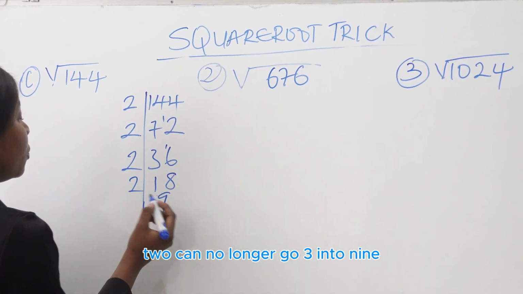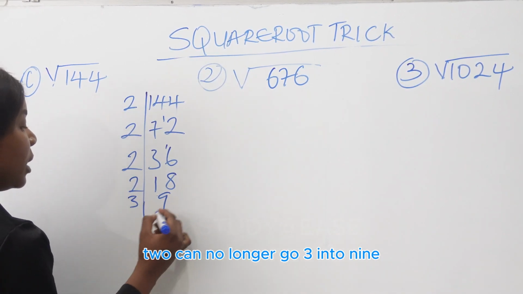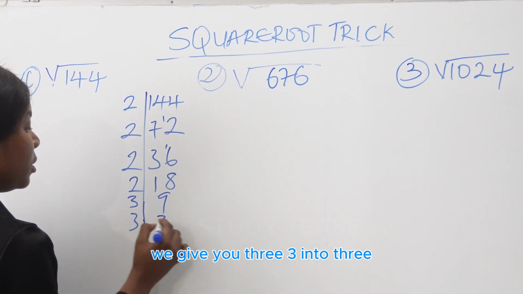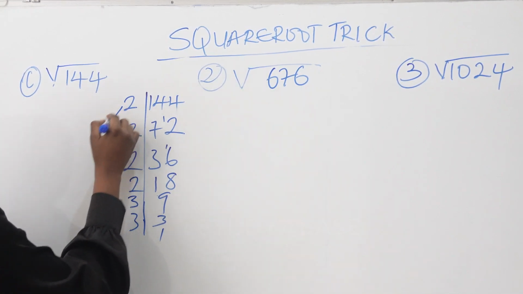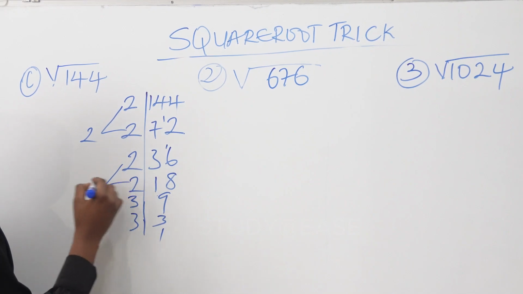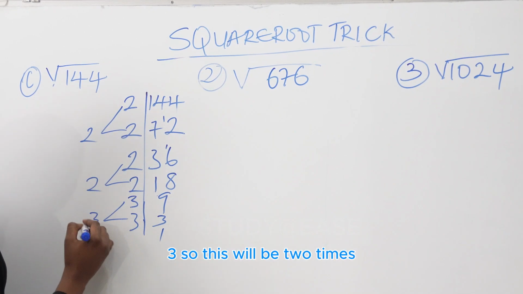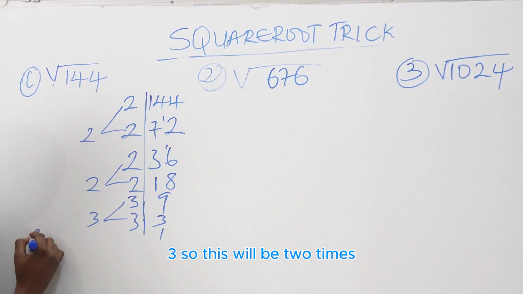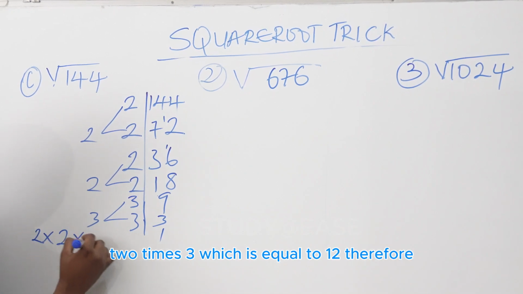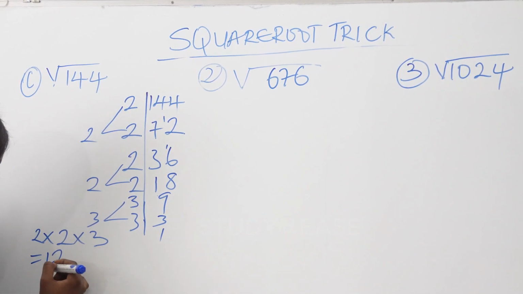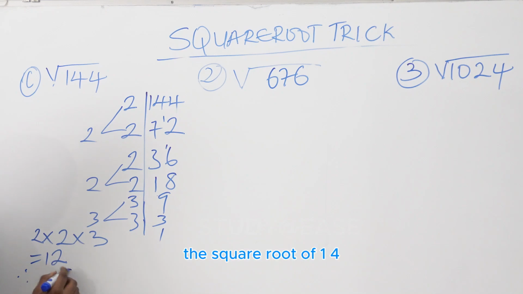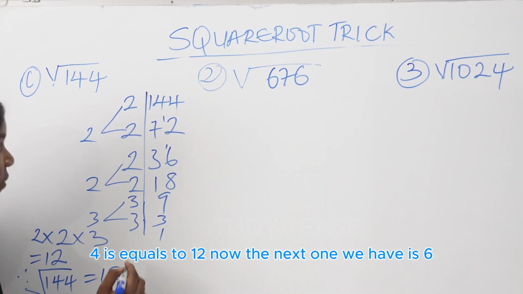2 can no longer go. 3 into 9 will give you 3. 3 into 3 will give you 1. 2, 2, 3. So this will be 2 times 2 times 3, which is equal to 12. Therefore, the square root of 144 is equal to 12.